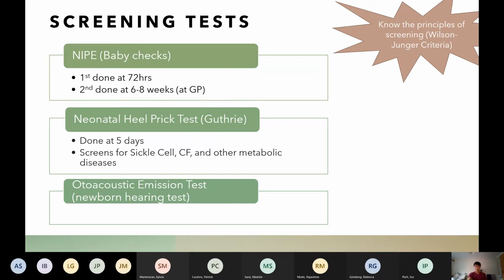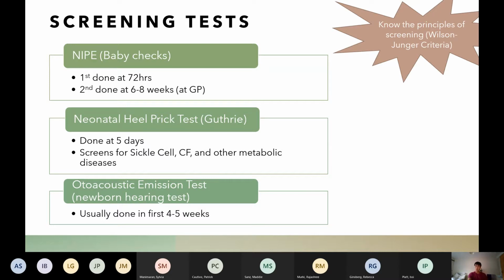The neonatal heel prick test is done on day 5, and it's just a heel prick test for a couple of drops of blood, and we screen for common conditions. So we screen for sickle cell, cystic fibrosis, and other metabolic diseases. There's a whole list of them that you should know roughly about, but nothing too much detail. And then you do the hearing test as well, which is done usually in the first 4 to 5 weeks. If the hearing test comes back with some sort of not definitive results, or you're worried about it, then you would send them for auditory brainstem response testing. That's kind of the second line.